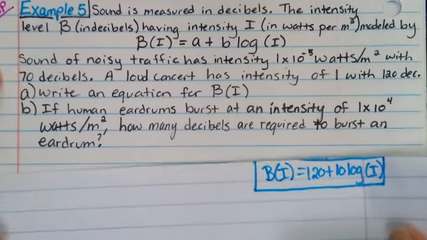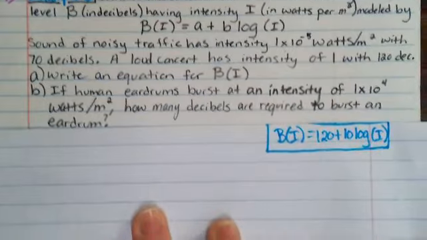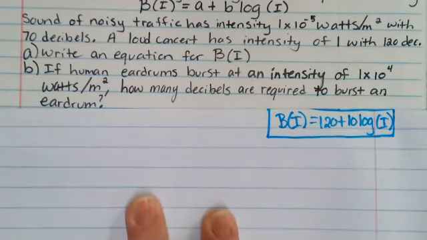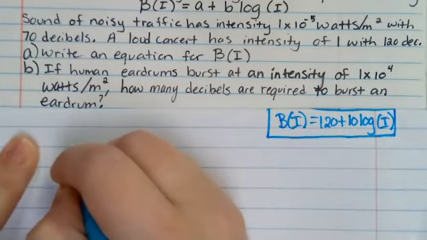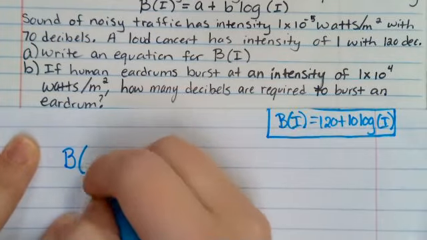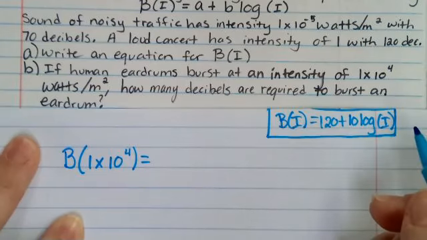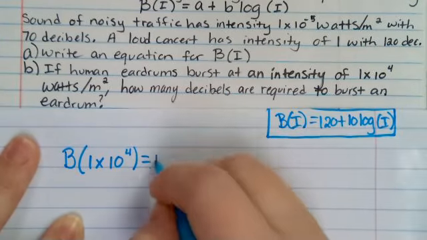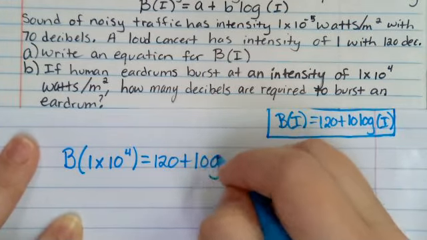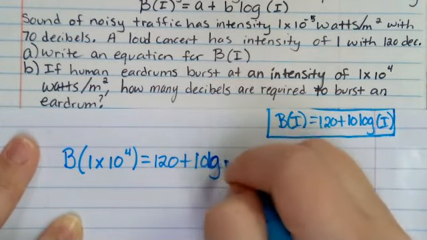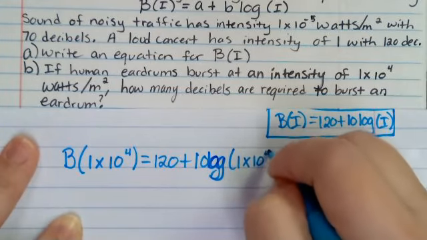Okay. So this is the equation that we had. And we're going to plug things into it. All right, so they said we're using an intensity of 1 times 10 to the fourth. So I'm going to use that in my equation. B of, and we're going to use 1 times 10 to the fourth. That's what we're plugging in. And then it's just going to look like 120 plus 10 times the log of the 1 times 10 to the fourth.